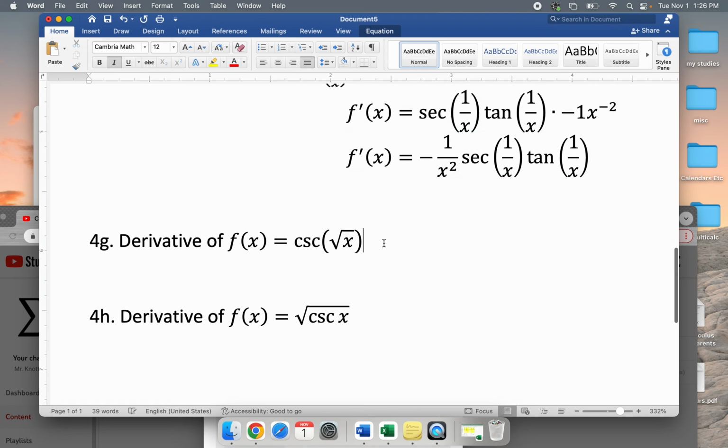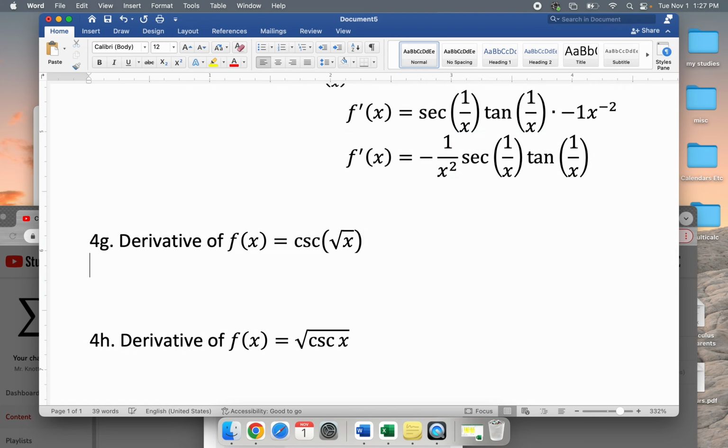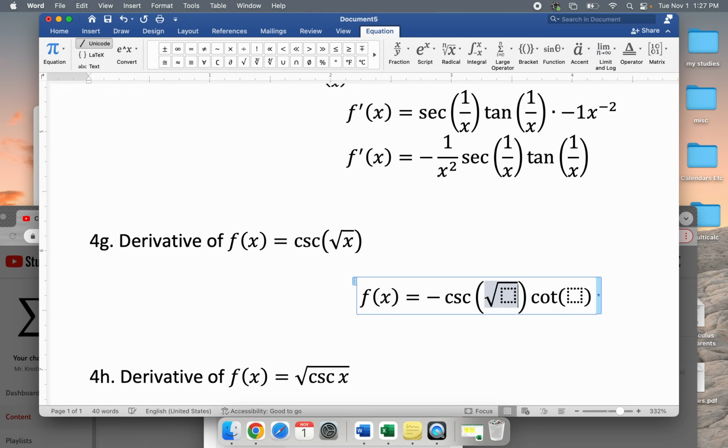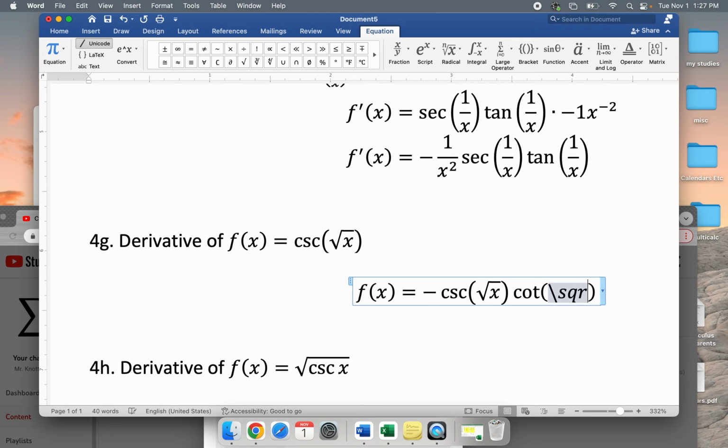Now we come to 4g, another derivative problem. This is, again, a composition. The outside function is cosecant blank. What's the derivative of cosecant blank? Well, it's negative cosecant blank cotangent blank. What goes inside the blanks? Well, the original inside function, square root of x. But then we're not done because we also have to multiply by the derivative of the inside function.